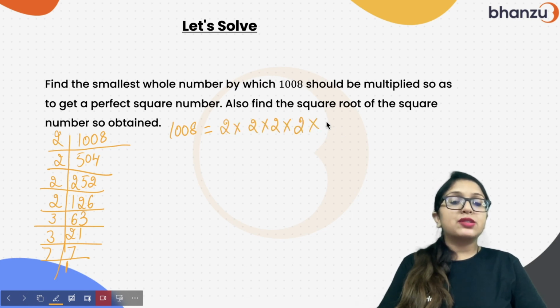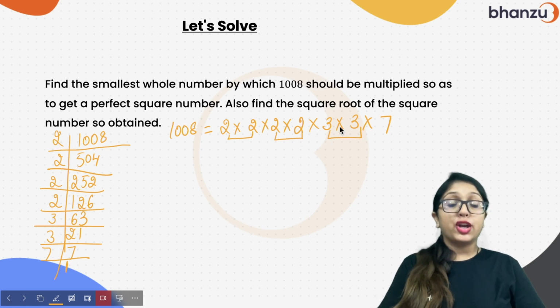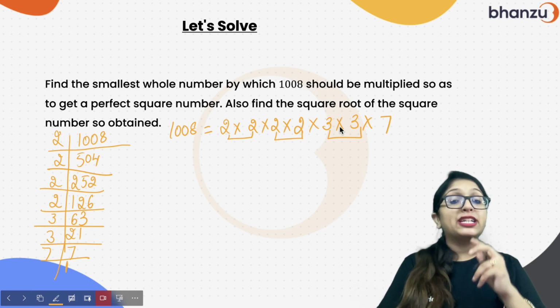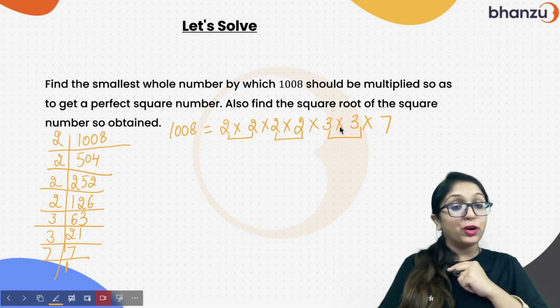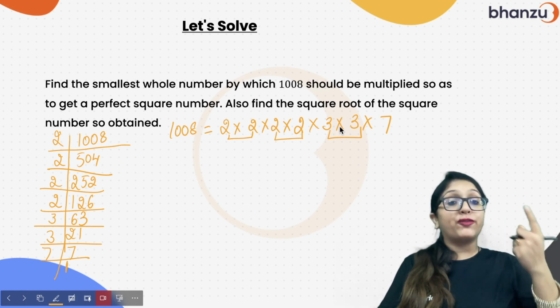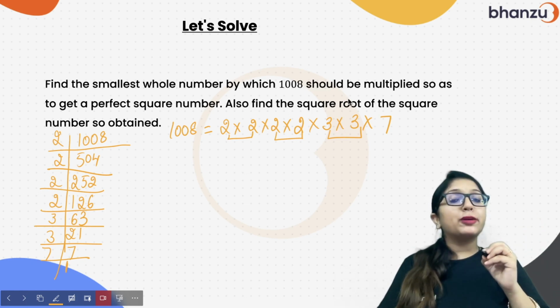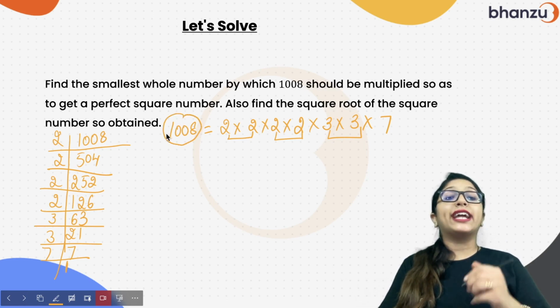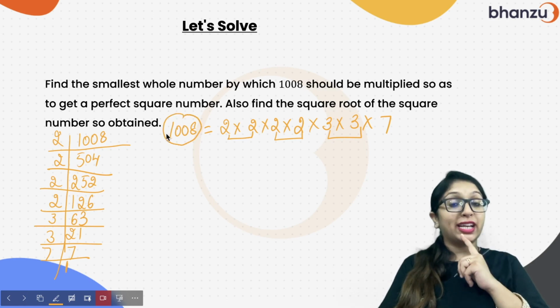So now 1008 is equal to, let's write its prime factorization, 2 times 2 times 2 times 2 times 3 times 3 times 7. Now here again let's make the pairs. We have one pair, another pair, another pair. So we can see that 7 is not making the pair. So that means 1008 is definitely not a perfect square number. So if we have to make it a perfect square, what number should we multiply to 1008 so that we can get the smallest multiple of 1008 which is a perfect square number?